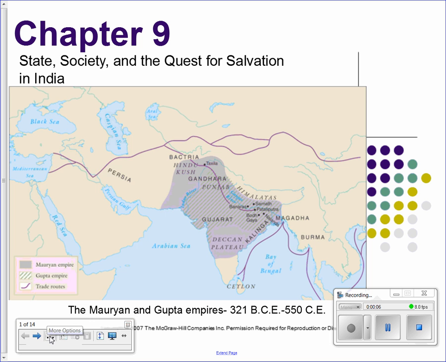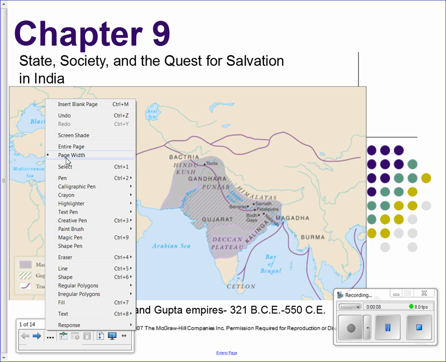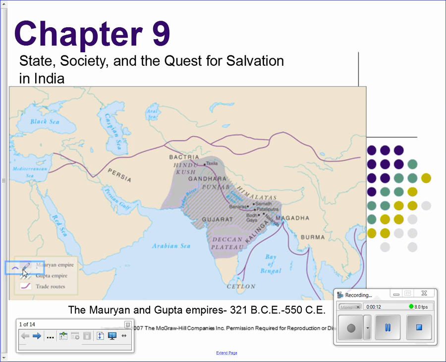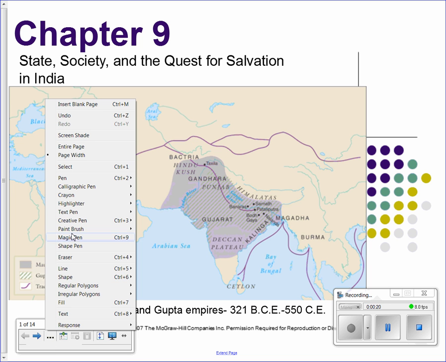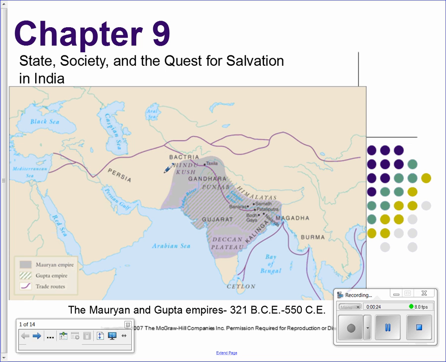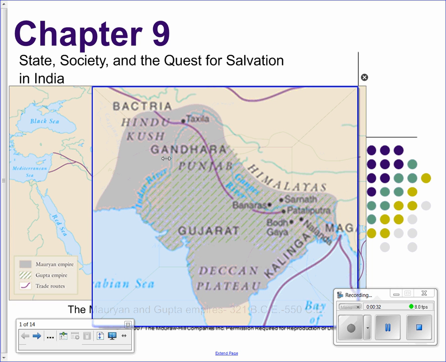Welcome to the Chapter 9 Flipped Classroom, which is focusing on India and the Mauryan and Gupta empires. As you can see from this map here, we've got two different empires in India during the classical era, and they dovetail each other. So one's at the very beginning and one's at the end.